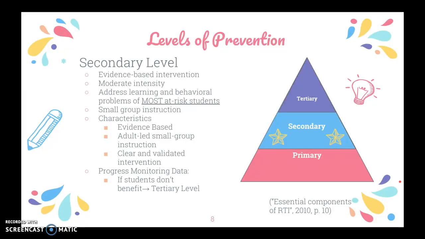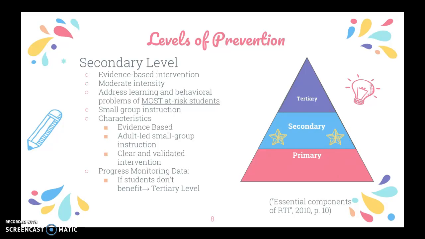In the secondary level of prevention, right here, it involves evidence-based prevention as opposed to with primary it had research-based. So here we have evidence-based prevention. It is also of moderate intensity, so it's slightly more intense than it was in the primary level. It addresses the learning and behavioral problems and needs of most at-risk students. So slightly fewer students are addressed in the secondary level. And it also involves small group instruction.